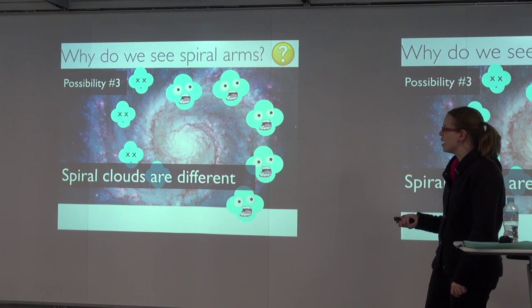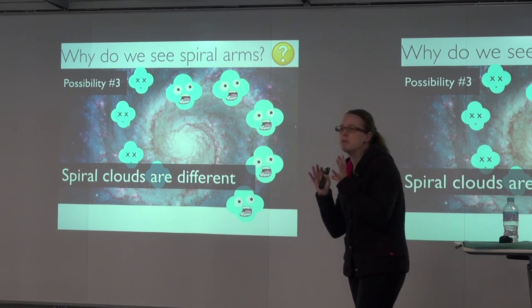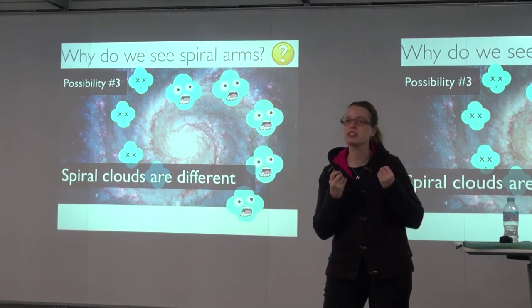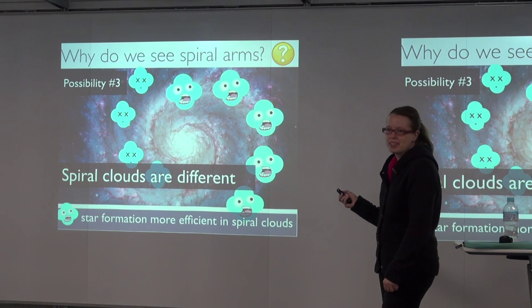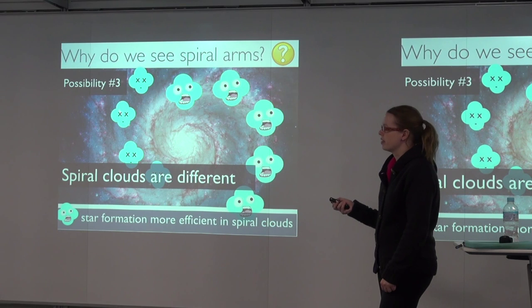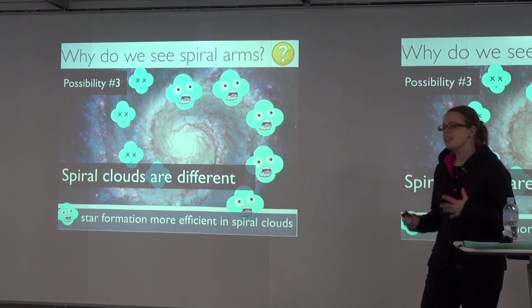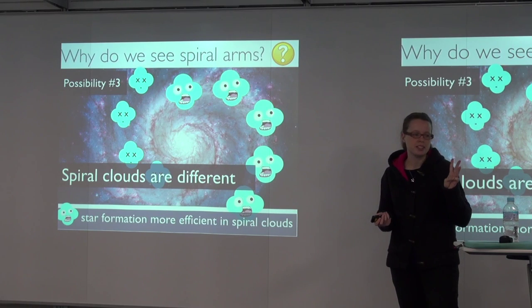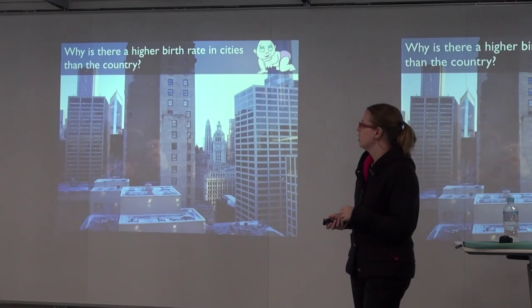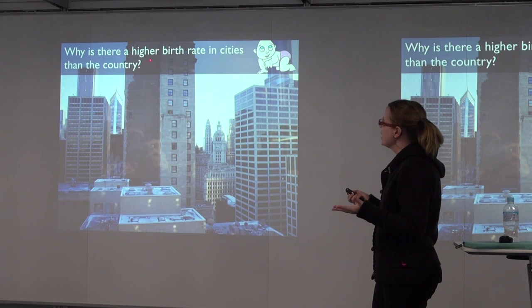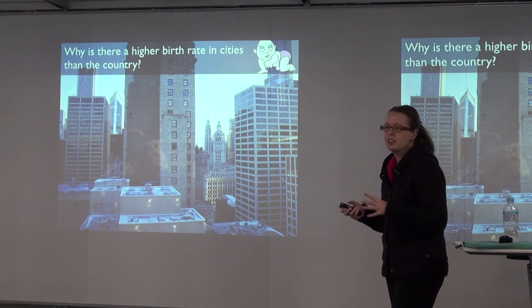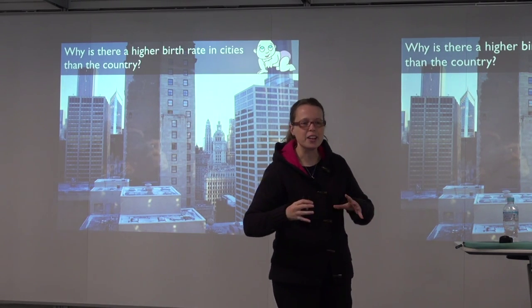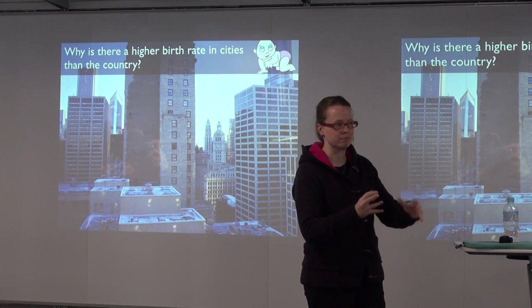The ones that are in the spiral, as opposed to other areas of the galaxy, are fundamentally different beasts. They're different types of star nursery. And these guys are just a lot better at making star babies than these. So these kind of questions and these three possibilities, I think, are very similar to asking this question: why is there a higher birth rate in the cities than in the country? So the cities are our spiral arm, and the country is like the area in between the spiral.